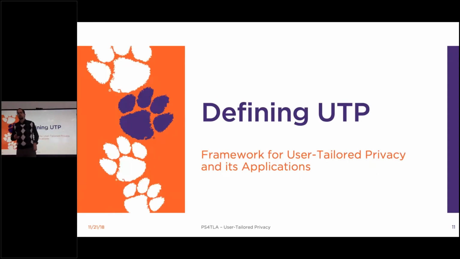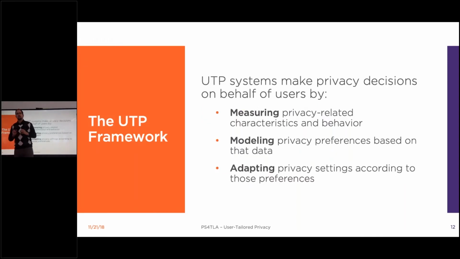So that sounds like a good idea, but how do we do it, right? How does user-tailored privacy really work, and what does it do? User-tailored privacy-based systems first gather some input data. They do this by measuring the user's privacy preferences, by observing their characteristics and their behaviors. So preferences are being measured by observing the user. And then these observations are used to model the user's preferences in a context-relevant manner.